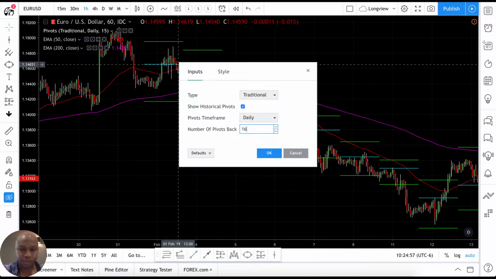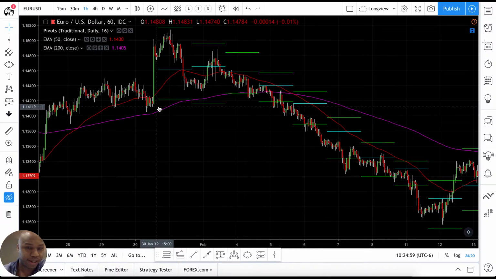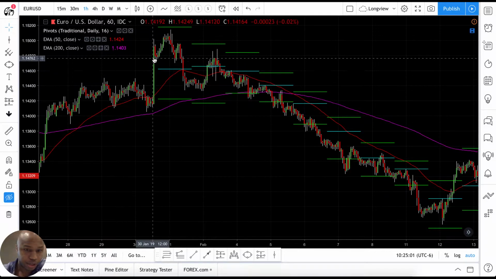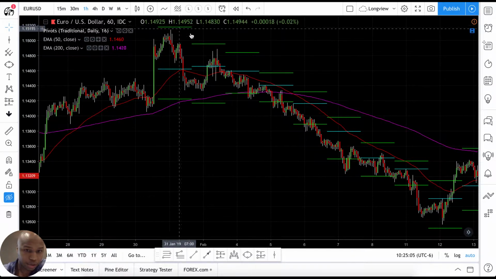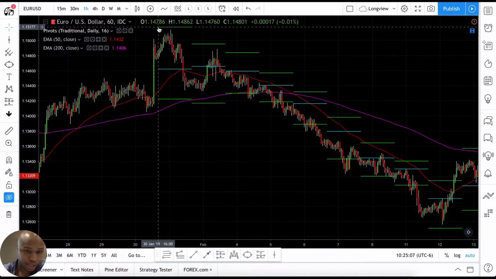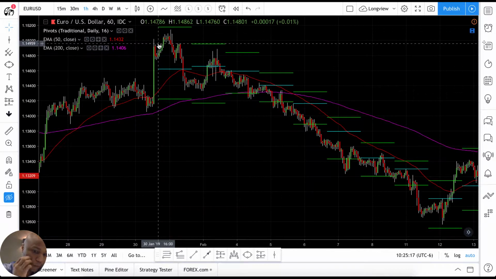Y'all bear with me, man. I know it. I just can't explain it as good as I'd like to yet. So this big move did not happen within yesterday, the previous day. The previous day starts right here, right where the bars first start forming horizontally. This is 4 p.m. and you can see that 1600 right there on the 30th. That's where the new trading day began.